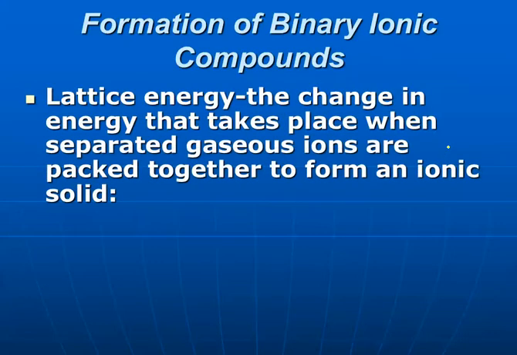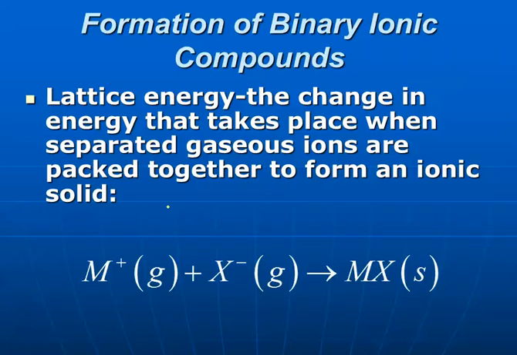Okay, now what we're going to do is look at lattice energy and how that interplays with the energy associated with forming an ionic compound. Lattice energy is basically the energy that is released when two gaseous ions come together to form an ionic solid. You see that here in a general equation. We've got M ion, standing for the metal in its gaseous state, and the X is representing the nonmetal ion in its gaseous state.